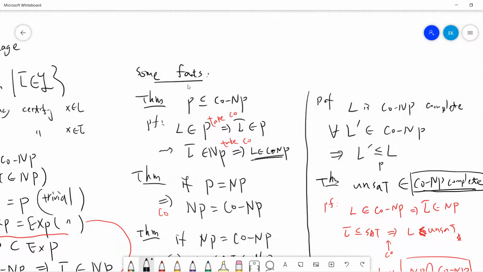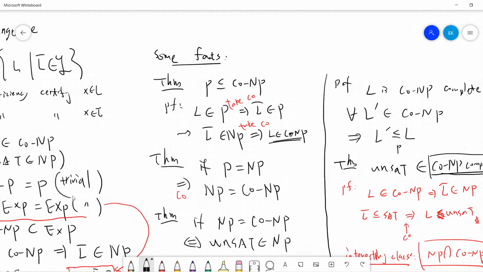Some facts. We collect some facts. The first fact is that P is a subset of co-NP. This is very easy. Suppose L belongs to P, and then we take co on both sides, then we get the negation of L belongs to co-P, which is the same as P. We know that P is a subset of NP, so the negation of L belongs to NP. Then L belongs to co-NP, by taking co on both sides.